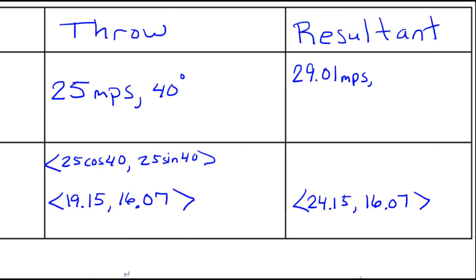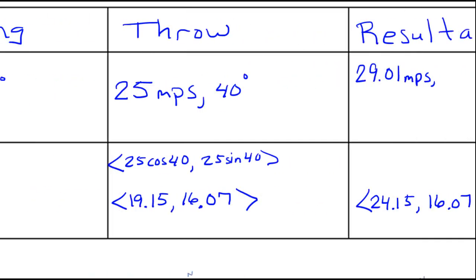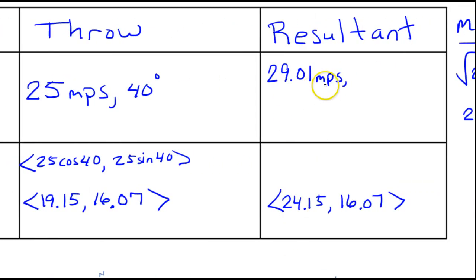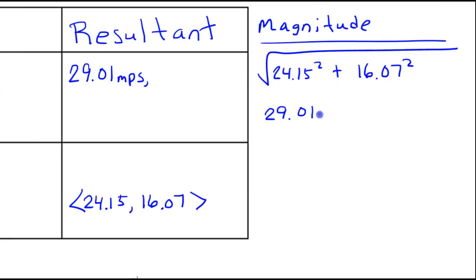Okay, so you can see that that is a little bit faster than that. If he was standing still and just threw the ball, it would be traveling at 25 meters per second. But with the running, now it's 29.01 meters per second. Okay, now the direction.